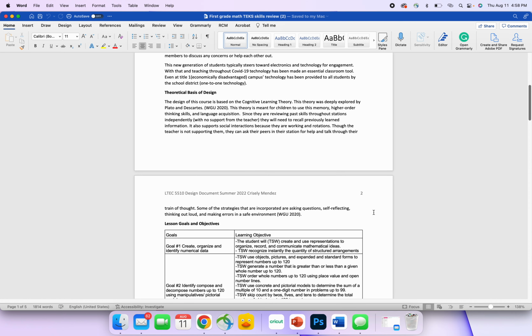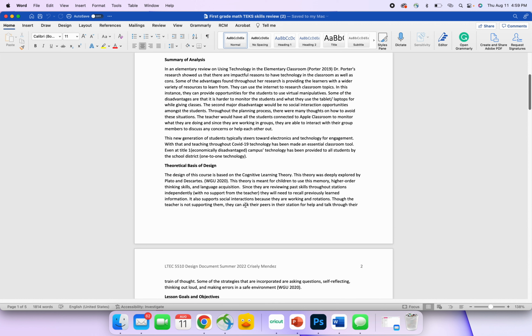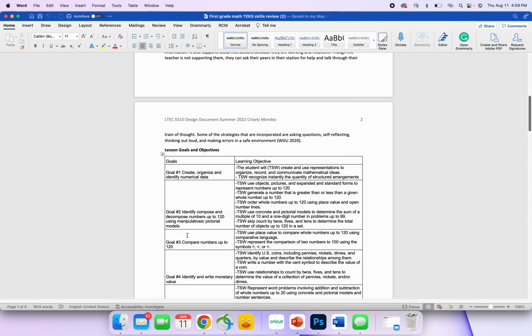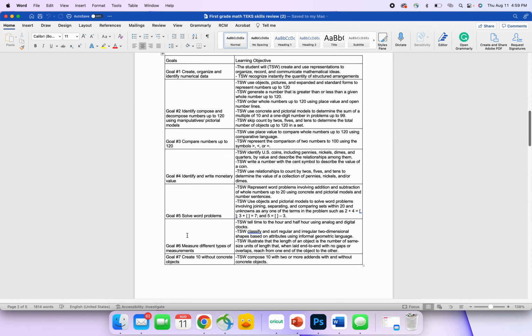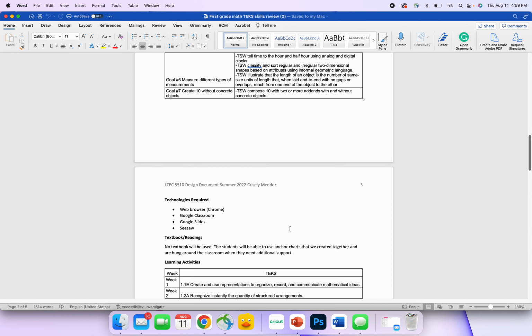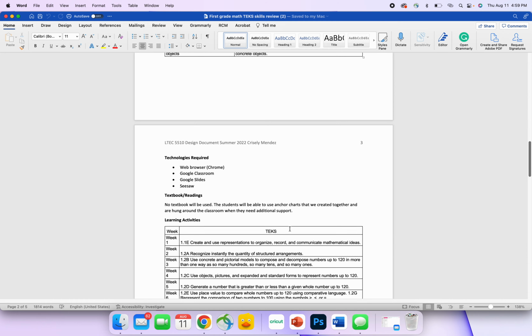From the learning theory, it gave us an idea of why we were making this and what goal we had in mind, which was to allow students to use their higher order thinking and memory to recall what they had previously learned in the main lesson. We also had all the goals we were trying to hit to make sure that all of our activities aligned to the goals and allowed our students to be successful.